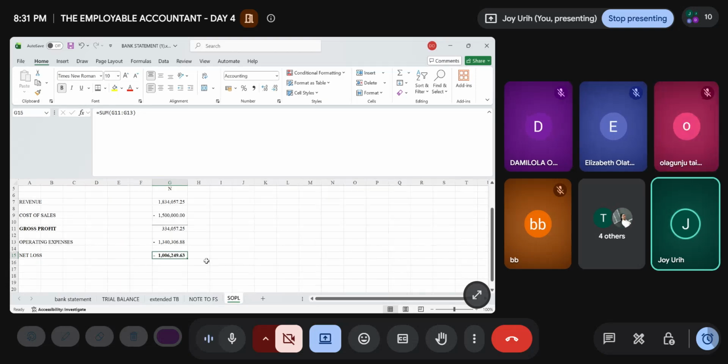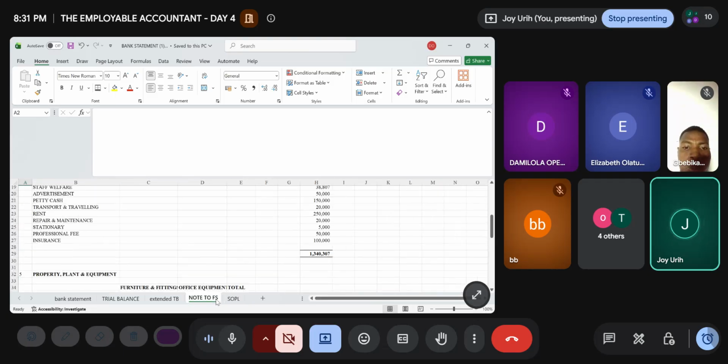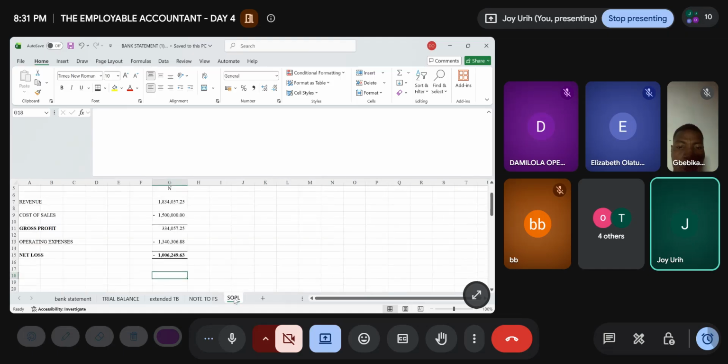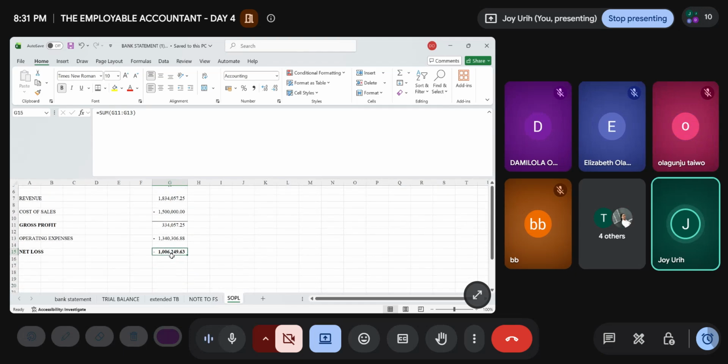Then you have to start checking back to know where probably you did not capture a figure in the extended TB. That's the major cause of it. So you have to go back and check the notes to your account, taking them one after the other, to be sure that you have captured every item that you need to capture. Hence, your statement of profit or loss is not correct if it's not the same figure. So I believe we got that.